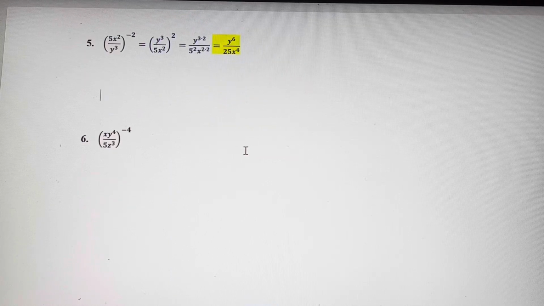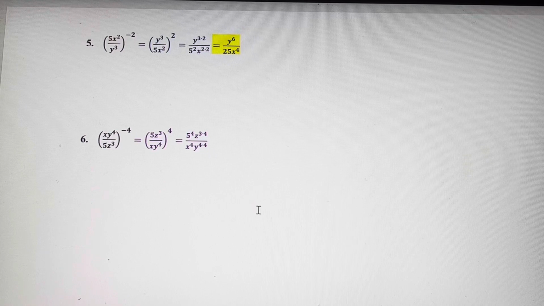All right, last one. We're going to flip this fraction. We get 5z cubed over xy to the 4th, all that raised to the +4th power, not the -4th power. All right, and let's use our rules. So we've got 5 to the 4th, and then z cubed to the 4th. Denominator, I've got x to the 4th, and then y to the 4th, raised to the 4th power. So let's clean everything up there.